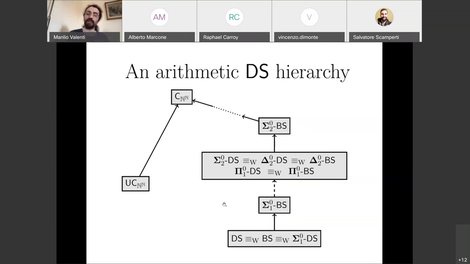And since we mentioned LPO prime before, the technique we use to separate these two, and then to separate all of the sigma 0k BS from sigma 0k DS, is that sigma 01 BS is actually able to compute LPO prime, while this one, we said, DS is not able to. And then you go up by jumps. This can be made formal, we actually proved it. But intuitively, at each level, sigma 0k BS computes the kth jump of LPO, while sigma 0k DS is not able to.